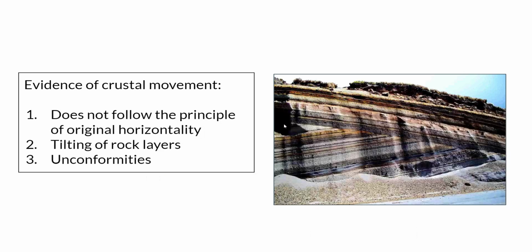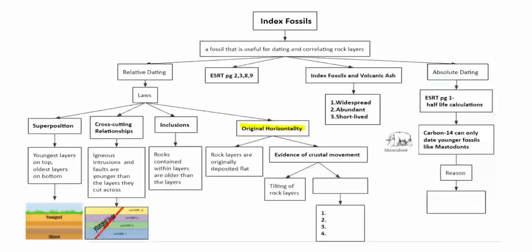So remember three pieces of evidence that you can use when you're asked, okay, what's the evidence you have to see that there's crustal movement that happened here? You could say that the image does not follow the principle of original horizontality, meaning rock layers are originally deposited horizontally or flat. You can also say the tilting of rock layers is evidence that it moved, or you can just say unconformities. You can choose one of these three. And you can also find this in your notes. It does not follow the principle of original horizontality.